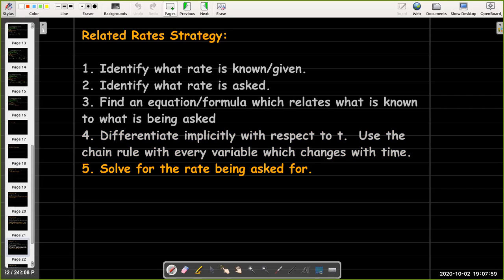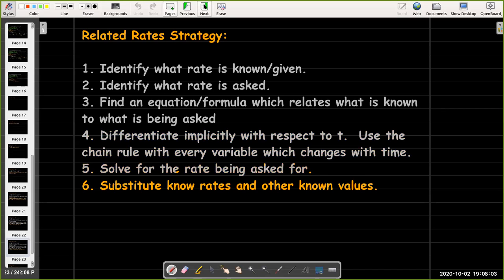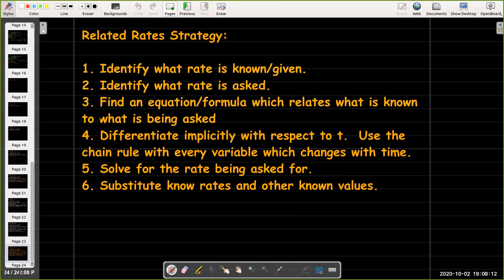Then we do some algebra. We're going to solve for the rate. And in the very last step, that's when we'll substitute known rates and other known values to answer the question. So we'll refer to this strategy in our next videos, where we'll solve several problems where we have to use different techniques.